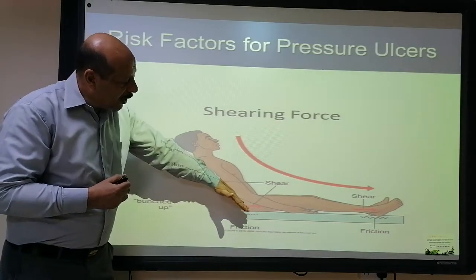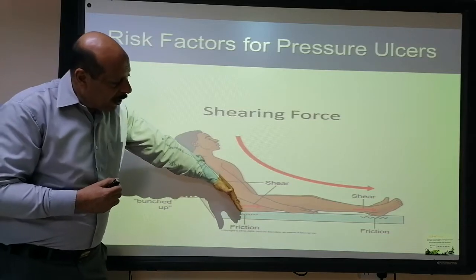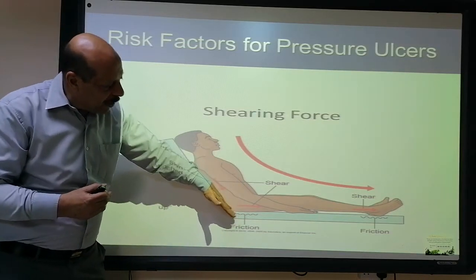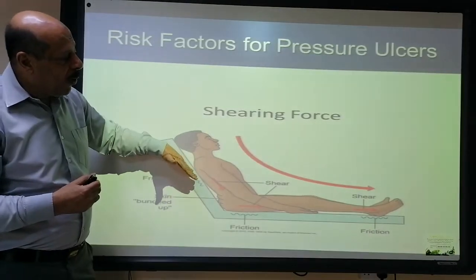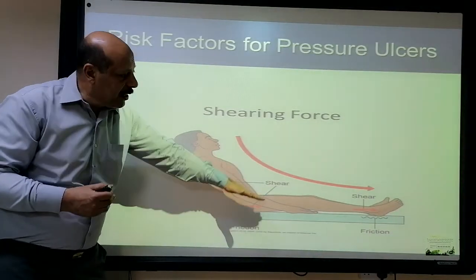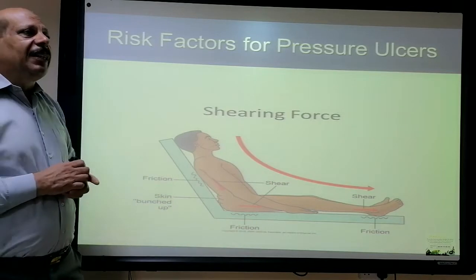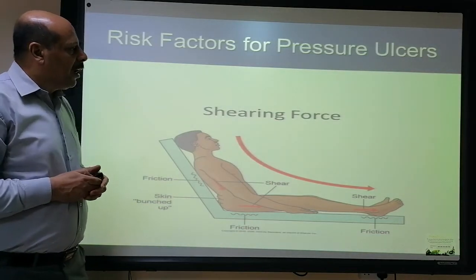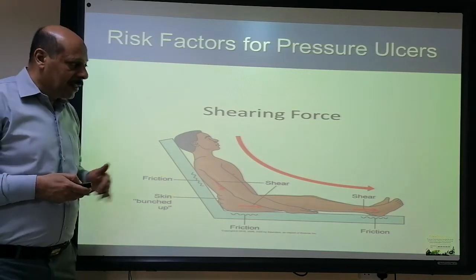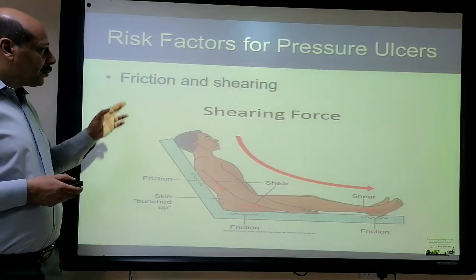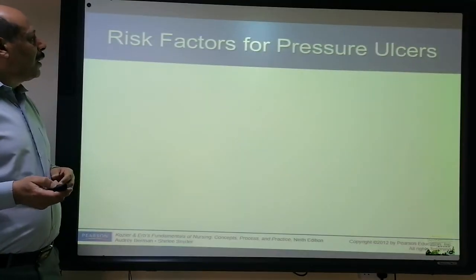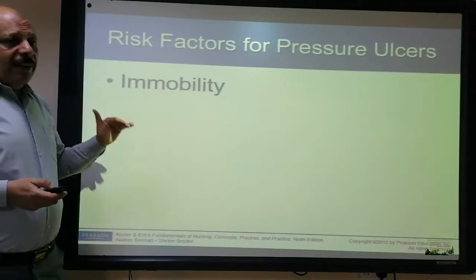So the shearing force: the friction is pulling the body upward, and the force of gravity is pulling the body downward. So it will affect the internal tissues of the body. This is about the shearing force. So friction and shearing force will be there. Immobility.